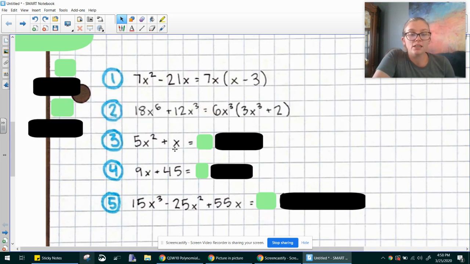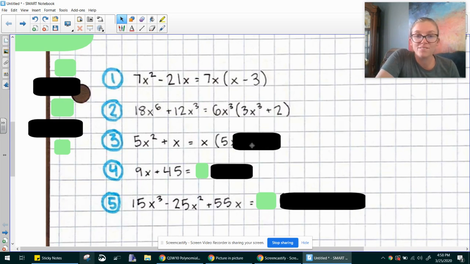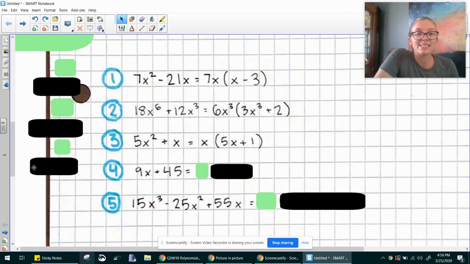In example 3, we're going to look at both of these terms. Well, this term doesn't have a coefficient. It has an invisible 1, but that means that we're not going to have a whole number here. But they do have a variable in common. They do have an x in common. So our greatest common factor is going to be x. When I divide each of these terms by x, I am left with 5x. x divided by x is not 0, so we're not going to just leave this as 5x. x divided by x is actually 1. So this is x times 5x plus 1.